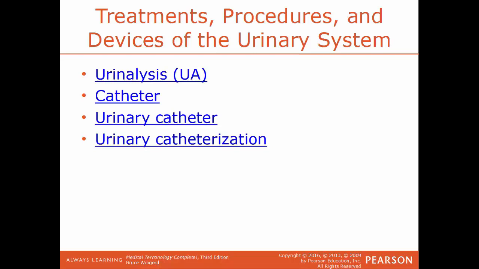Catheter is a flexible tube that's inserted into a narrow opening into a body cavity, such as the urinary bladder. And the reason to do that is to remove urine from the bladder. And when you have a catheter inserted into the bladder, it's called a urinary catheter. And the process of inserting the urinary catheter is urinary catheterization.